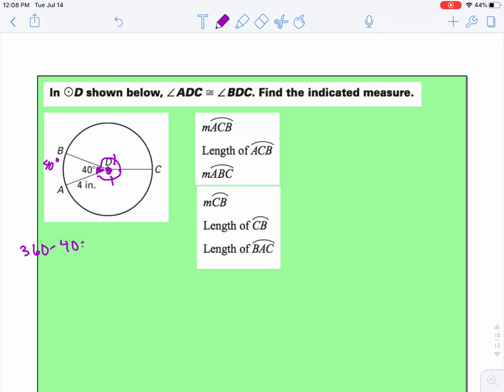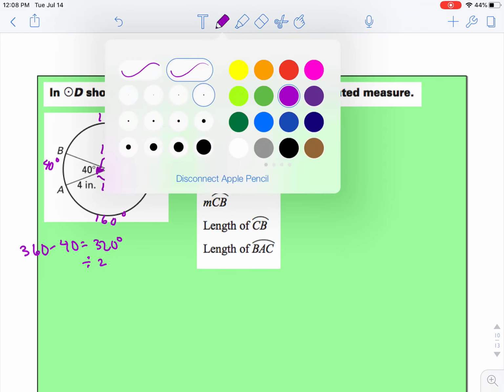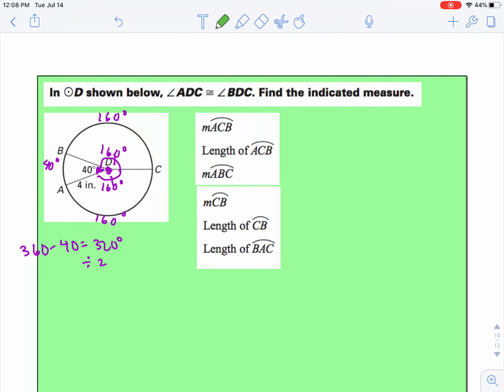And if that measures 40 degrees and the whole thing is 360, then if I take 360 and subtract 40 degrees, that gives me 320. So if each one of these arcs are the same, then if I divide that by 2, this has to be 160 degrees, and this has to be 160 degrees. So the measure of the arc is the same as the central angle. So I just got all those pieces of information.